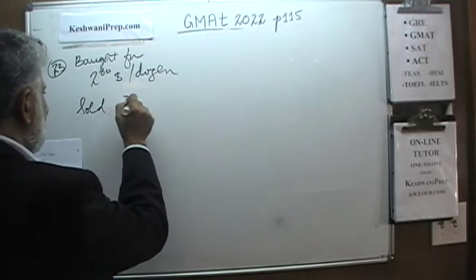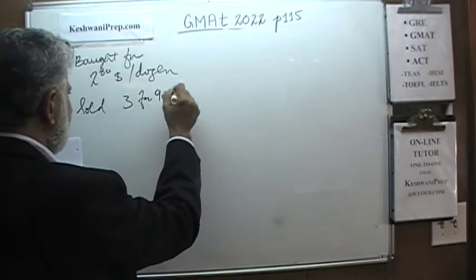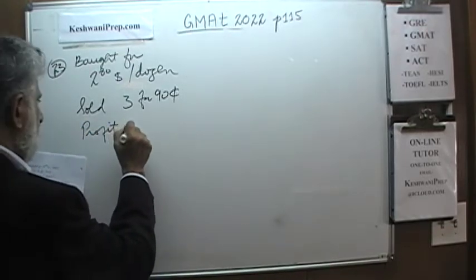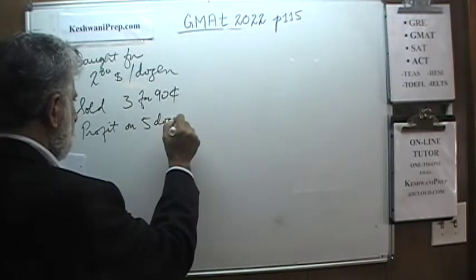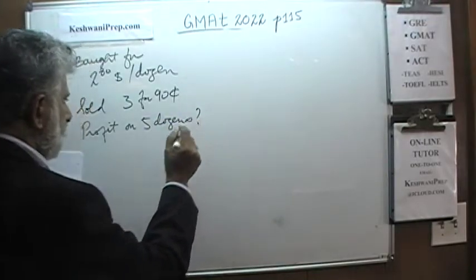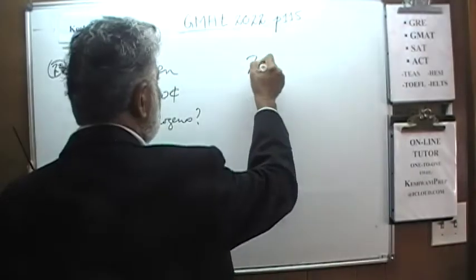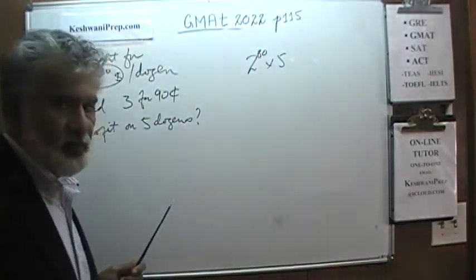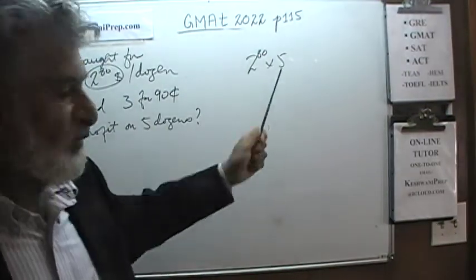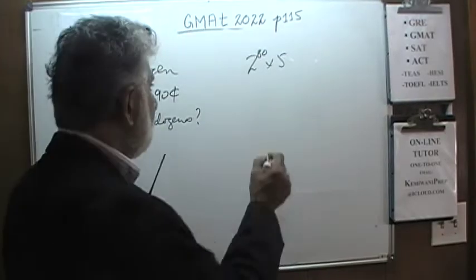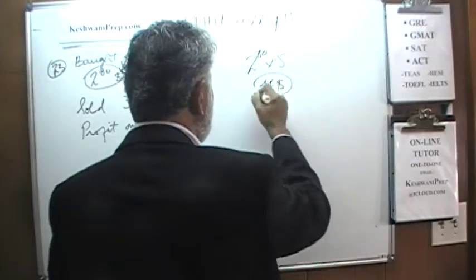We sold 3 for 90 cents. And we did that 5 dozens. We are selling eggs. We sold 5 dozen eggs. We bought them for $2.80 for a dozen, which means the amount of money that we spent is $2.80 times 5, or $2.80 times 10. $2.80 times 10 would have been exactly $28. So this is $14. That's what we paid for them.